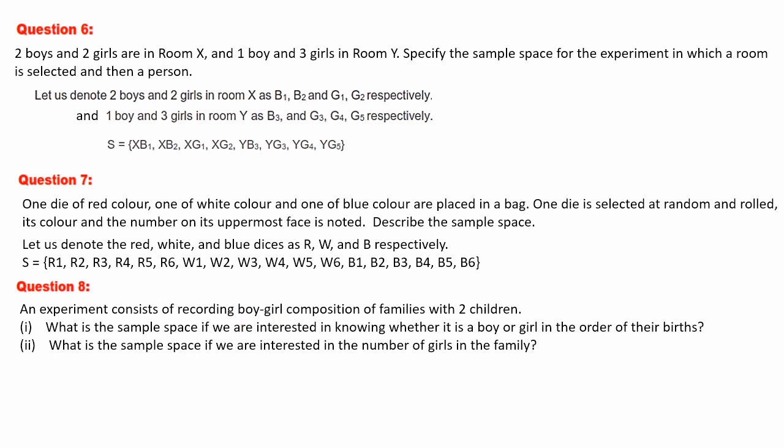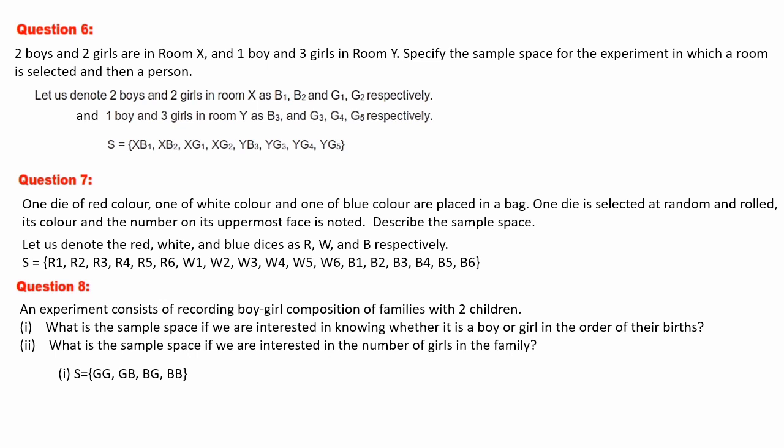The conditions are, first, what is the sample space if you are interested in knowing whether it is a boy or girl in the order of their birth? Elder one is boy, younger one is girl, something like that. The order of their births. And the second one is, what is the sample space if you are interested in the number of girls in the family? Number of girls in the family, in the sense two girls, only one girl, or no girls.